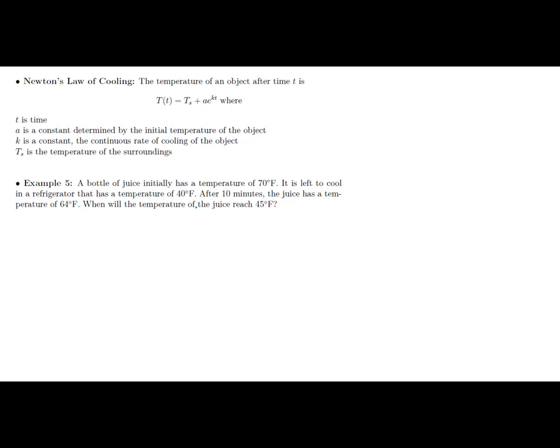So first, let's fill in what we definitely know. Ts is the temperature of the surroundings, and we know that, right? The surroundings is going to be the refrigerator. So I can immediately put T(t) equal to 40 instead of Ts. But I don't know A yet, and I don't know k yet. So I'm going to need to know both of those things before I can answer this final question.